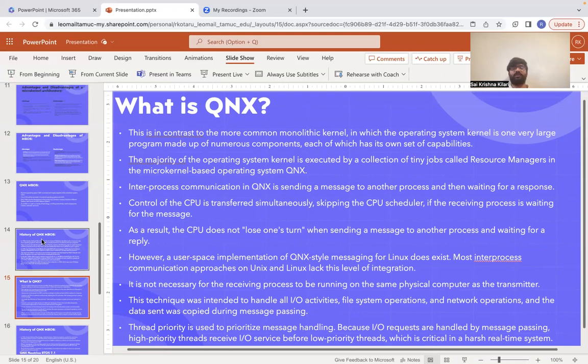It is not necessary for the receiving process to be running on the same physical computer as the transmitter. This technique was intended to handle all input activities, file systems, operations, and network operations, and the data sent was copied during message processing. Thread priority allows prioritized message handling, because input requests are handled by passing high-priority receive threads into service before low-priority threads, which is critical in hard real-time systems.